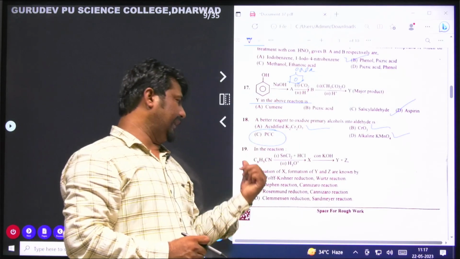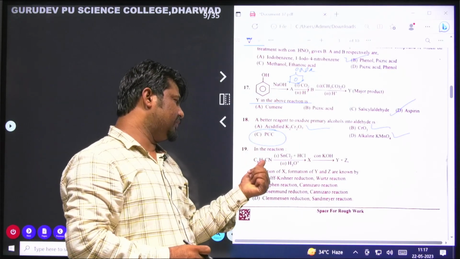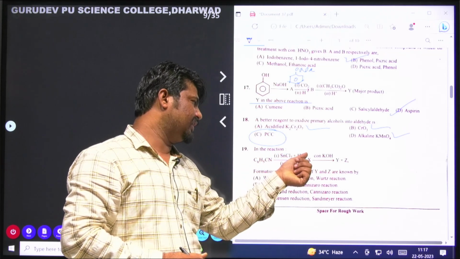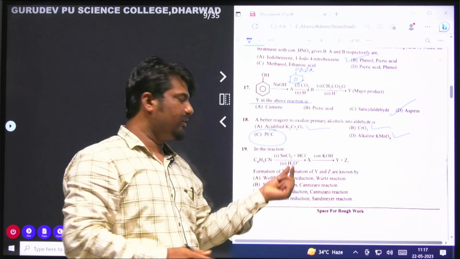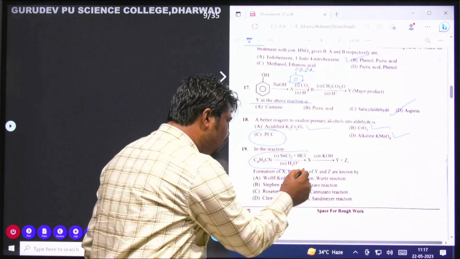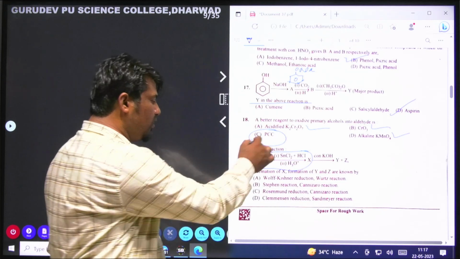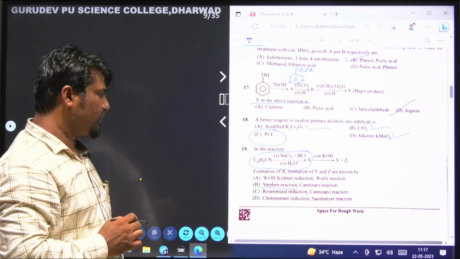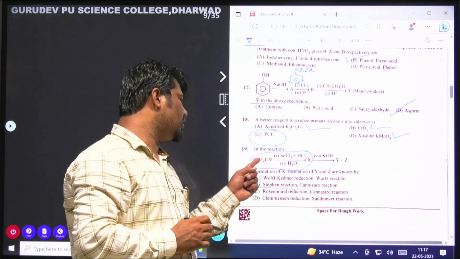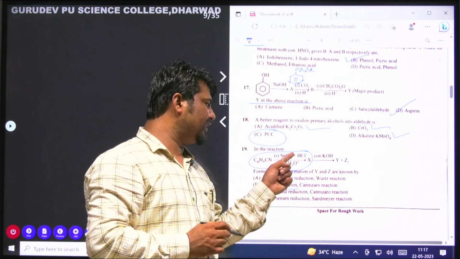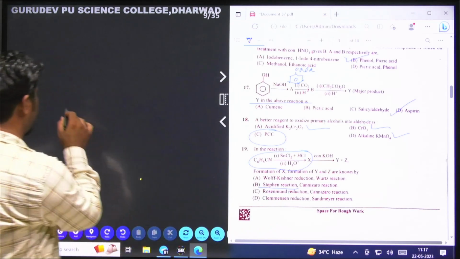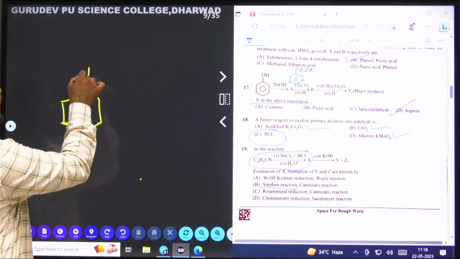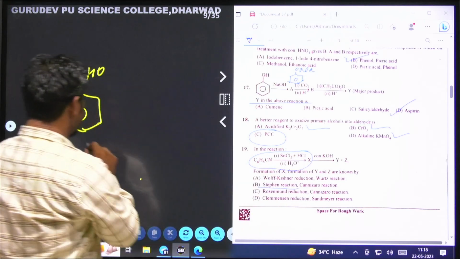The next question, number 19. In the reaction, C6H5CN, cyanobenzene, is reacted with SnCl2 in the presence of HCl with hydronium ion. By seeing the reactant only we can say that it follows Stephen's reaction. So when cyanobenzene is reacted with stannous chloride and HCl with hydronium ion, it will give benzaldehyde. So X is benzaldehyde.